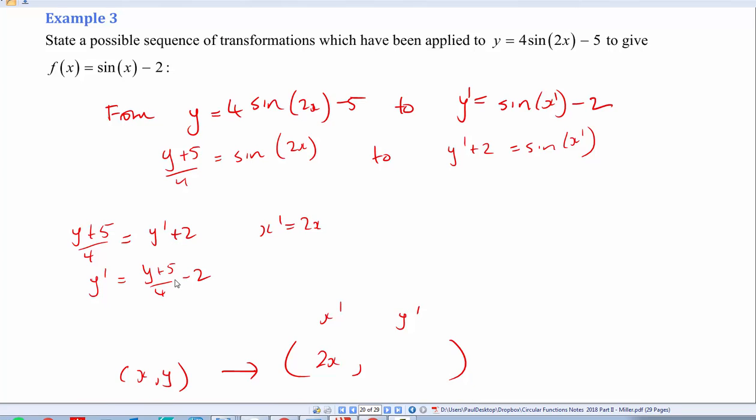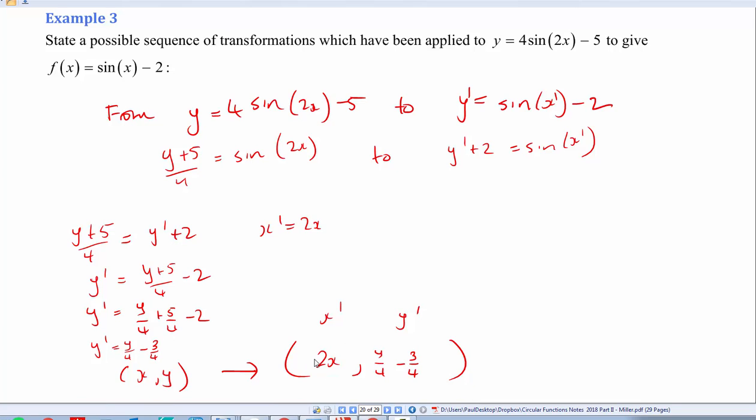And you can see even I'm trying to say it to you right now and I can't read that properly. So I'm going to rewrite y dash as y on 4 plus 5 on 4 take 2. And now I'm going to clean this up a little bit. This is 5 on 4 take away 8 on 4. So y dash equals y on 4 take away 8 on 4, which is -3 on 4. Alright, so this is what y dash is: y on 4 take away 3 on 4.